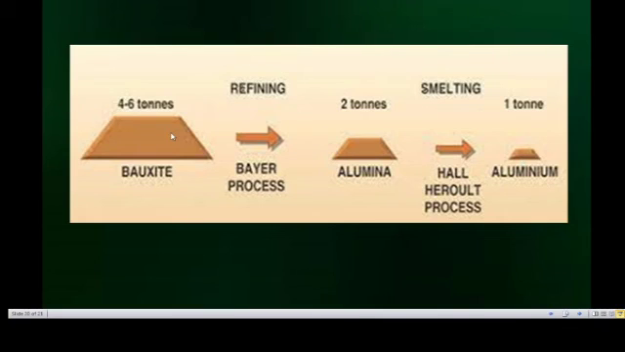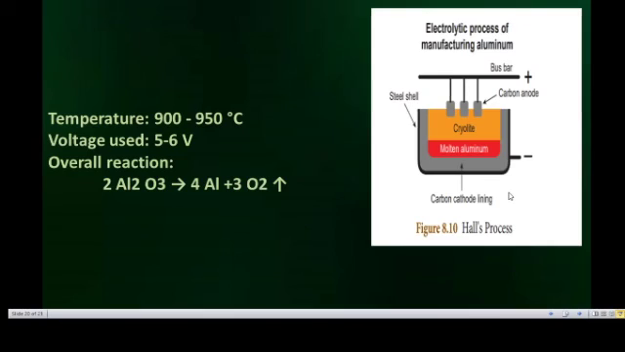At the time of procuring the ore from the earth's crust, this bauxite ore, we get 4 to 6 tons. Then after refining by the Bayer's process, we get 2 tons of alumina. Then the smelting process, that is Hall's process. After Hall's process, we get only 1 ton of aluminium.